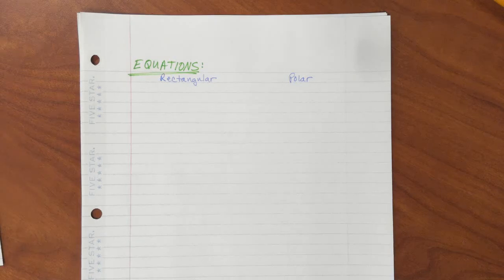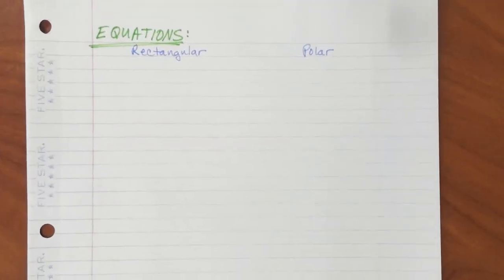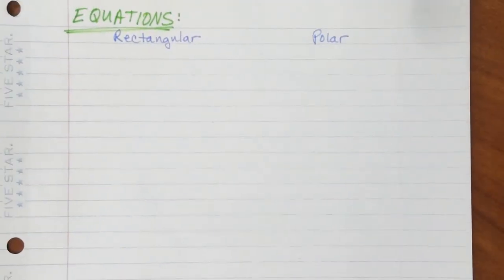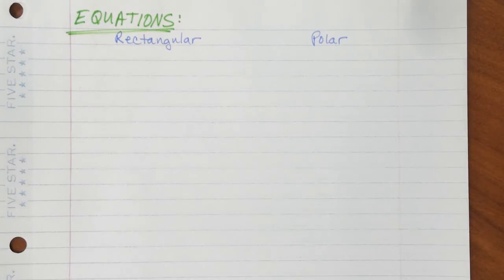Welcome to your second video in lesson 9.3. This lesson is dealing with going back and forth between polar and rectangular. The first video we did the points, and now we're going to talk about equations.